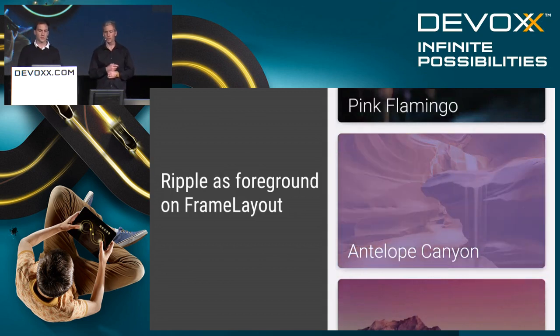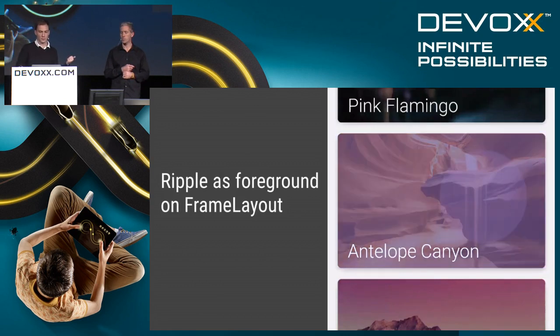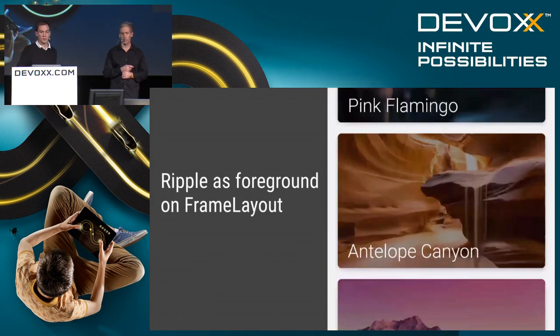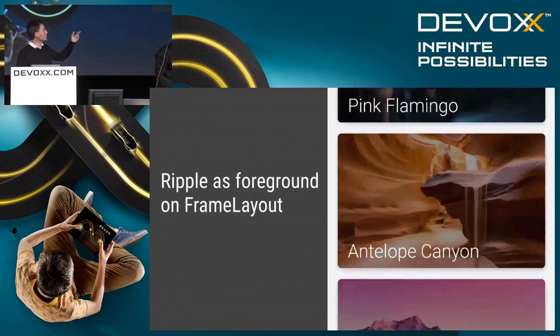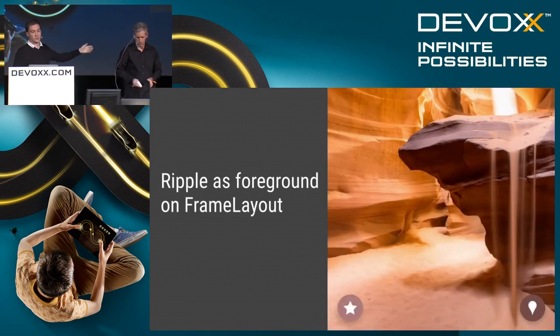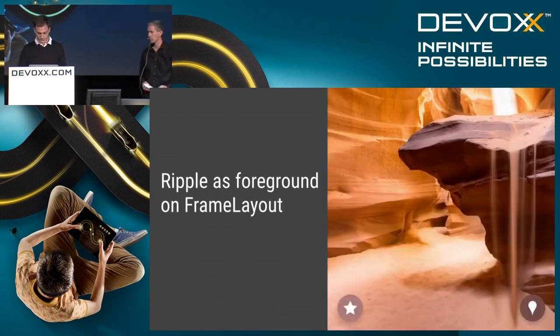Just a little video to show the last way of creating ripples. If you use the ripple drawable as a foreground on the frame layout, this is the kind of result you get. So it works really well for complex elements. Here, my frame layout has an outline with rounded corners, and the content is clipped to the outline. It contains an image view and a text view, and then there's just this extra ripple as a foreground.